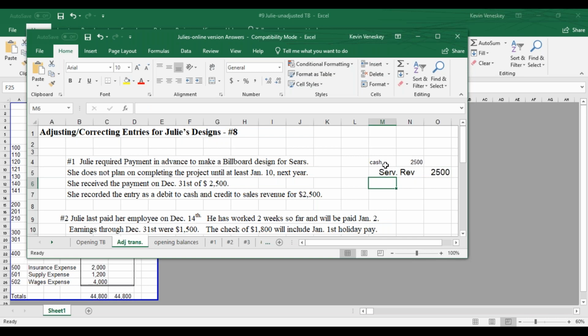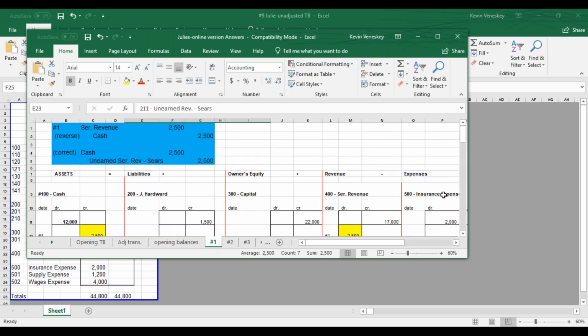This was the wrong one. We don't want to compound our error by making two wrong ones. This is just for us to visualize. So when we do our first entry to reverse this, it makes it a lot easier. I'm going to debit my service revenue, pretend that didn't happen, and credit the cash and pretend that didn't happen, and then we'll start over. So that's what we're going to do in number 1.